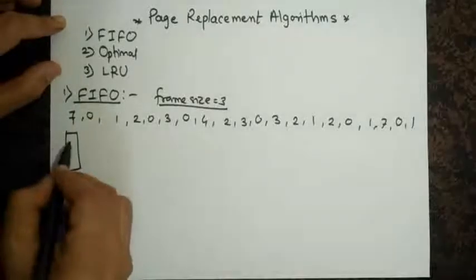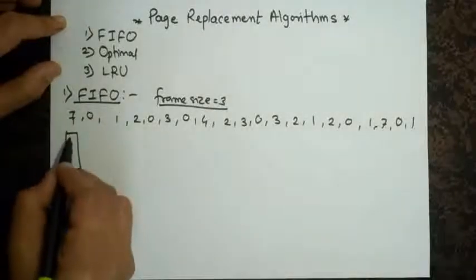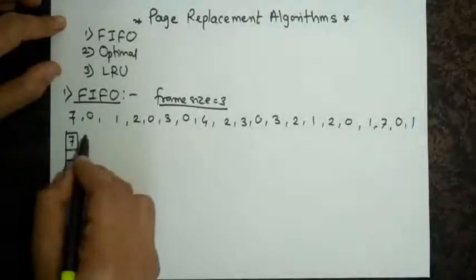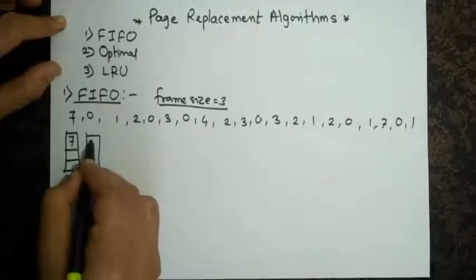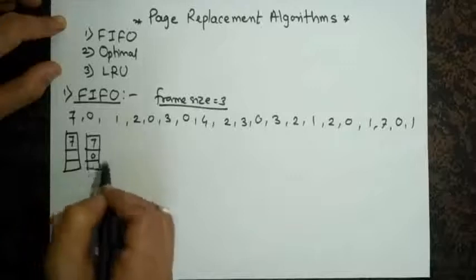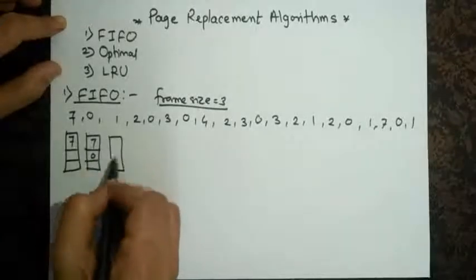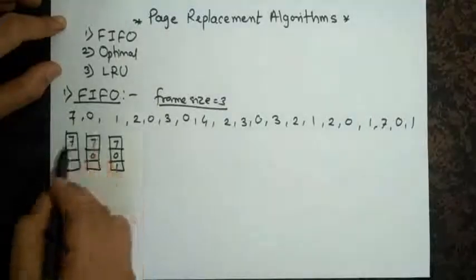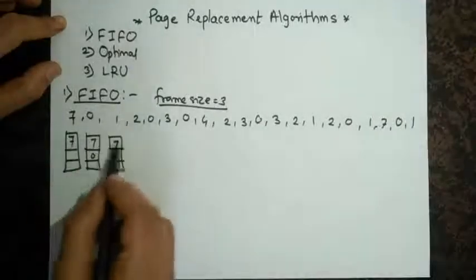Suppose we have 7 as the first requested page number. So we put this 7 at the first place in this frame. Then the second request is for 0. So we put this next. And we have the third as a 1. We put this next. So we are putting these pages in the memory of the frame area one by one.